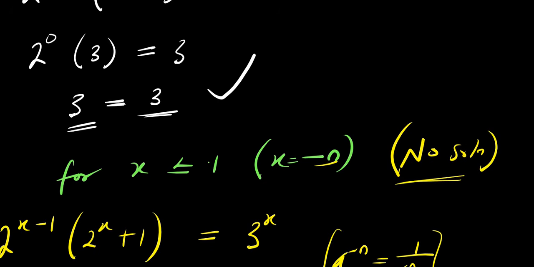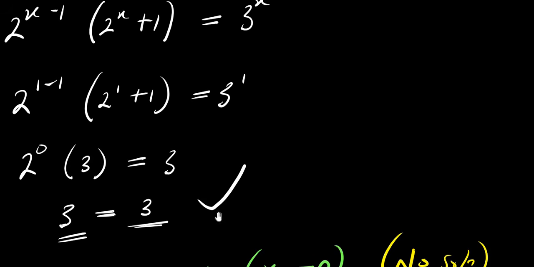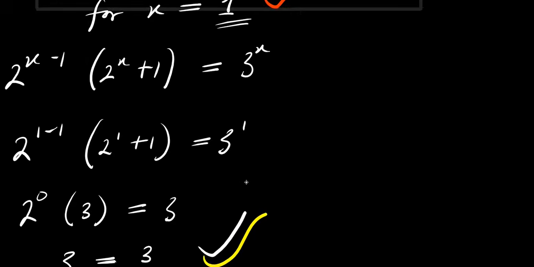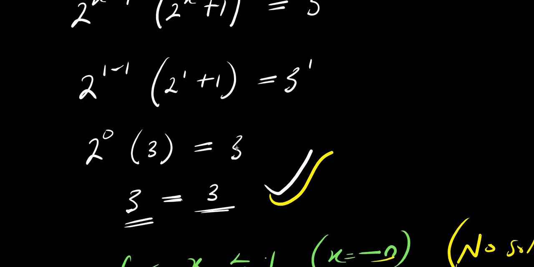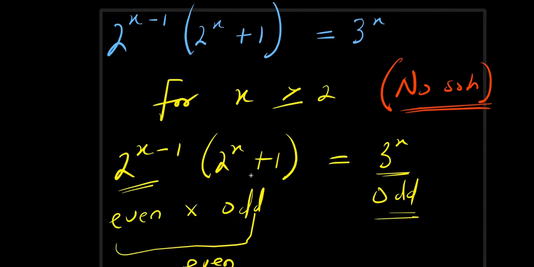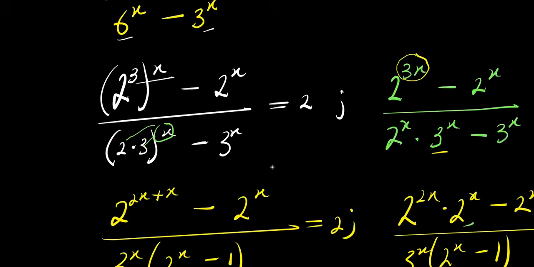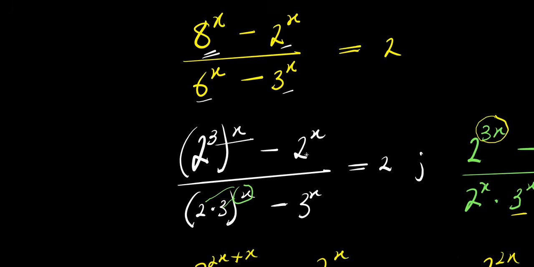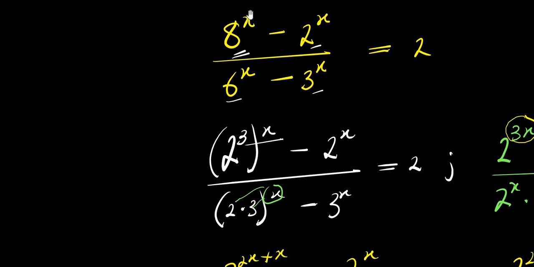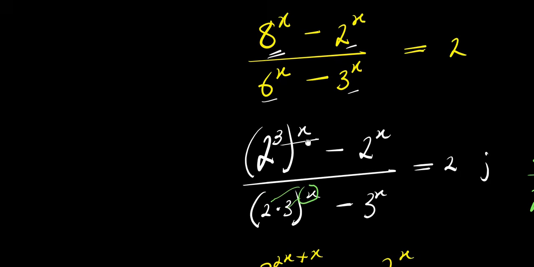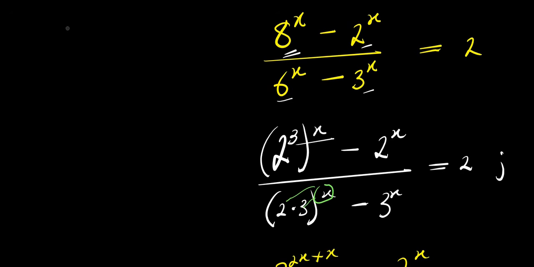What this simply shows us is that the only solution for this particular equation is when x equals 1, which is this one here. So this particular equation has only one solution, which is 1. And if you insert 1 right here, we are going to have the same thing. So you can do that.